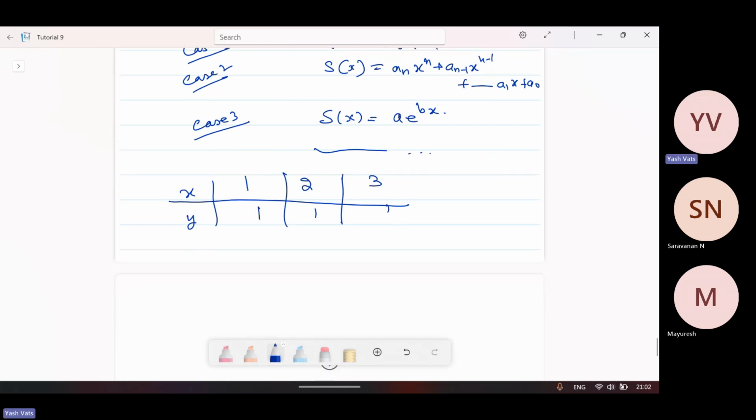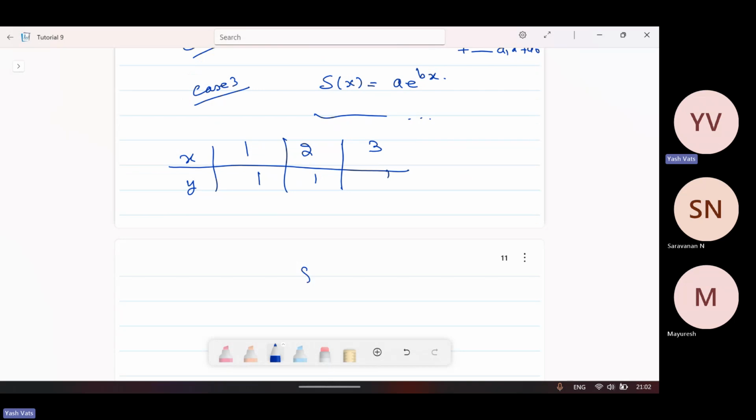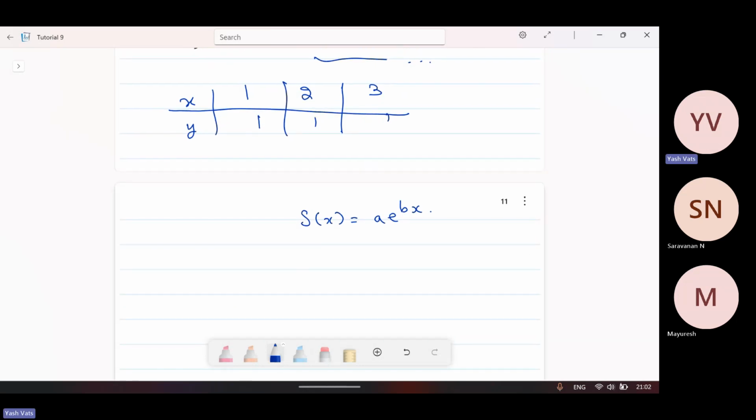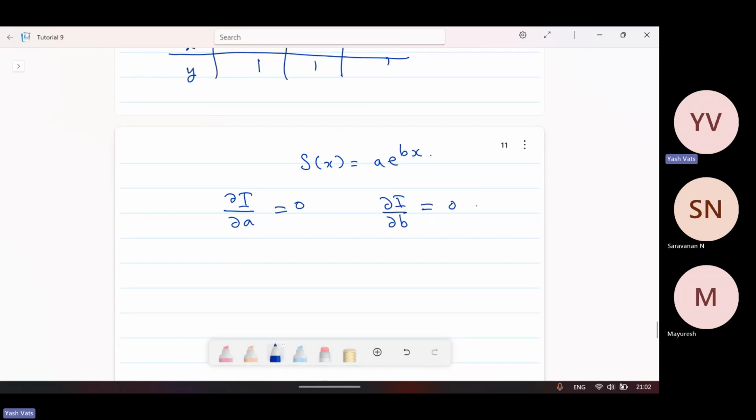Your job is to approximate using the function S(x) equal to a to the power bx. How should I do it? Like the previous method, del I by del A should be 0 and del I by del B should be 0. So what type of equations should I get here? Can you tell me?